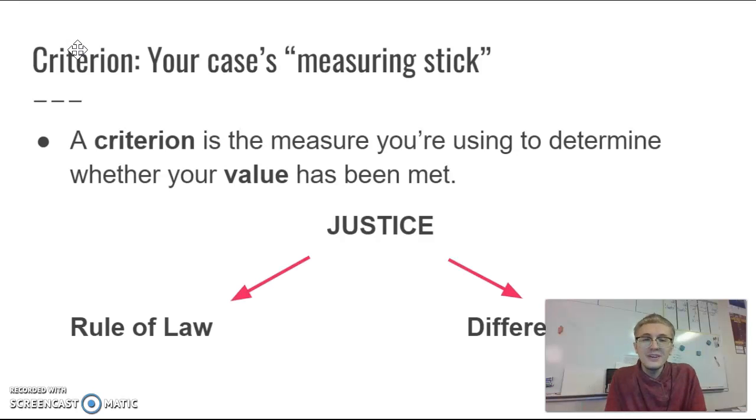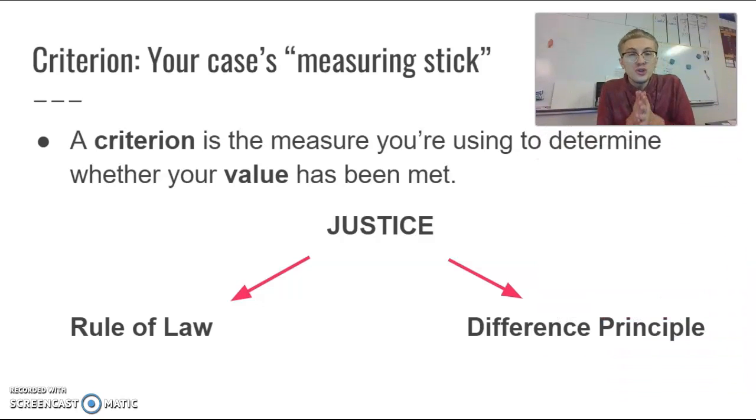So, consider justice in two different ways here. There's two principles in philosophy, and you're going to start to see how learning philosophy is super important in Lincoln Douglas. There's two ideas in philosophy that can help us see if we've met justice or not. So, rule of law over here and difference principle. Let me explain how these have very different takes on justice.